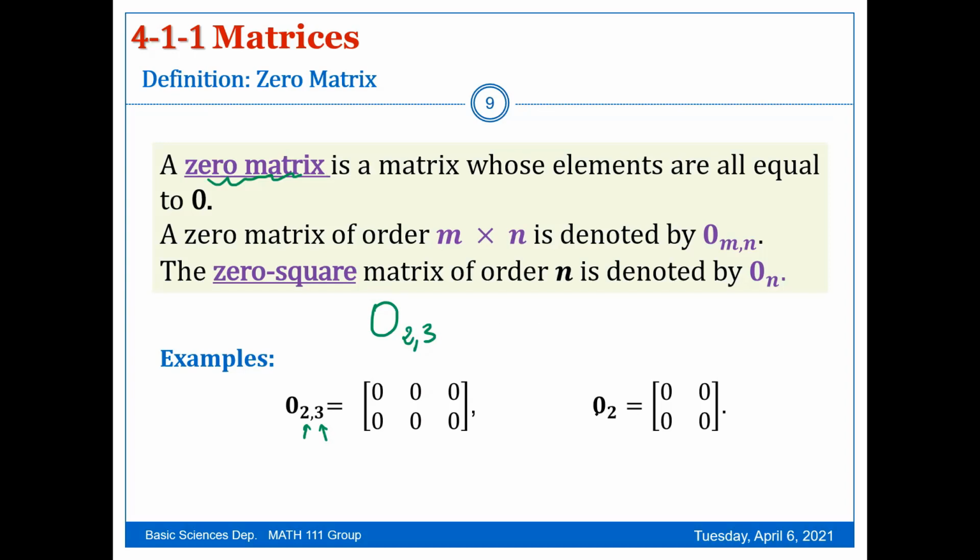This is a zero matrix of order 2. It's a square matrix of order 2 where all elements are 0. Okay, so this is how we denote zero matrices. We indicate the order to know how many elements we have.